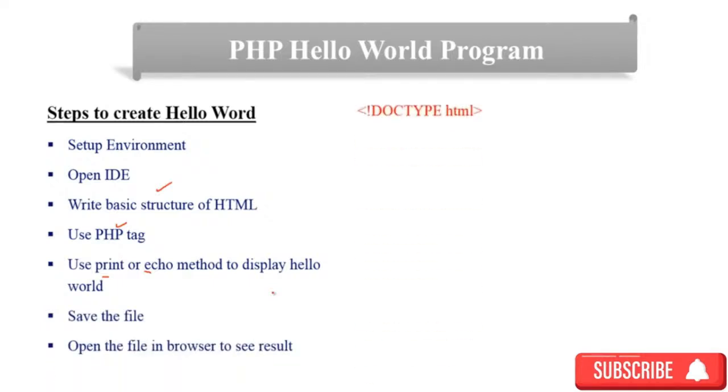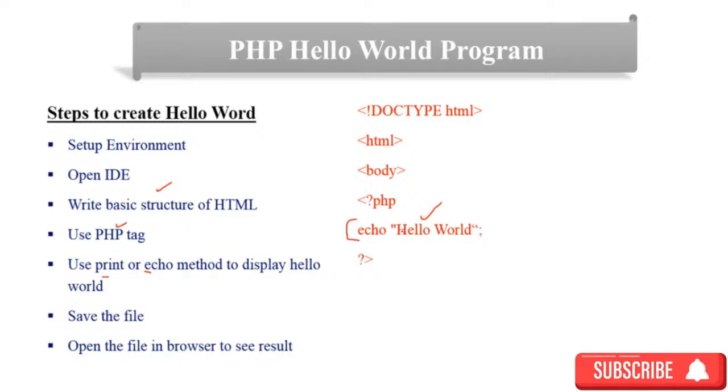So this is a coding. We will use the basic structure of HTML to create a hello world prompt in PHP. First of all, doctype HTML, where we describe the version of HTML, and then HTML start, body start, and here the PHP starting tag, and then this is a closing tag. Inside the PHP tags we use an echo method to display hello world.